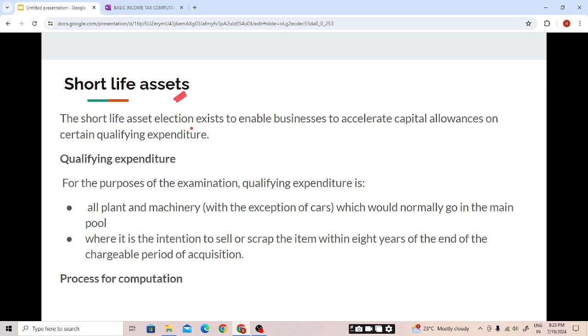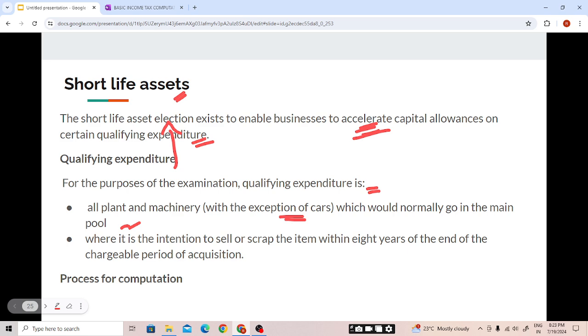Short life asset election exists. So it is an election. The election exists to enable a business to accelerate capital allowance on certain qualifying expenditure. So short life asset means the assets which have a short life such that we can claim capital allowance aggressively, accelerate the capital allowance on the qualifying expenditure. For the purpose of the examination, qualifying expenditure is all plant and machinery, with the exception of cars, which would normally go in the main pool.